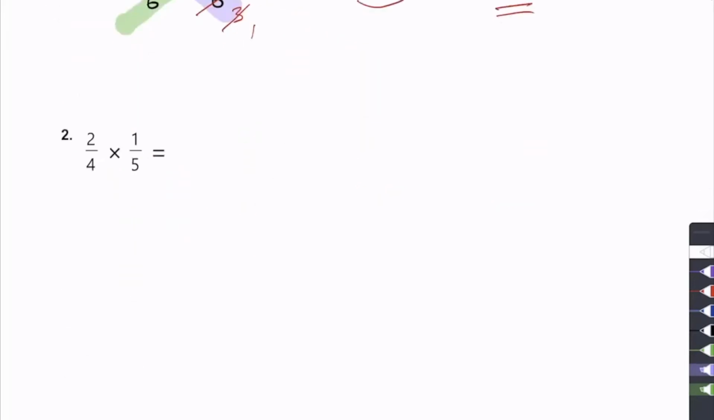Let's have a look at the second one. Well, here we see 2/4 times 1/5. Well, straight away, we ask ourselves, can we simplify any of the individual fractions? 2/4 can be simplified. 2's into 2 go 1, 2's into 4 go 2. So I'm left with 1/2 times 1/5. Multiply those out. 1 times 1 is 1. 2 times 5 is 10.